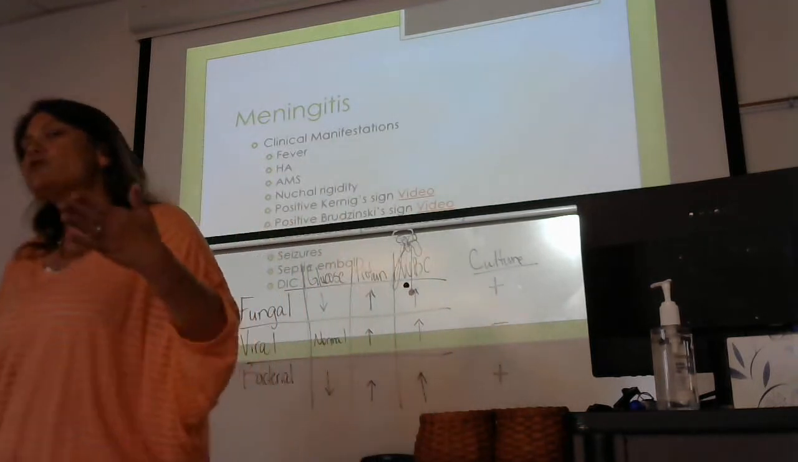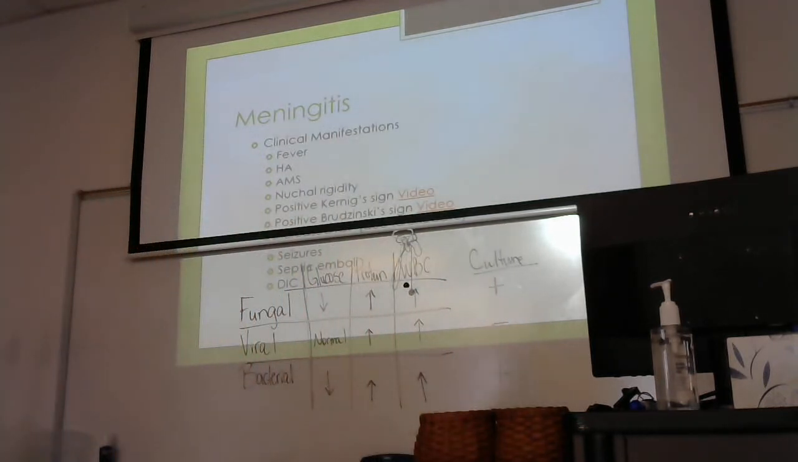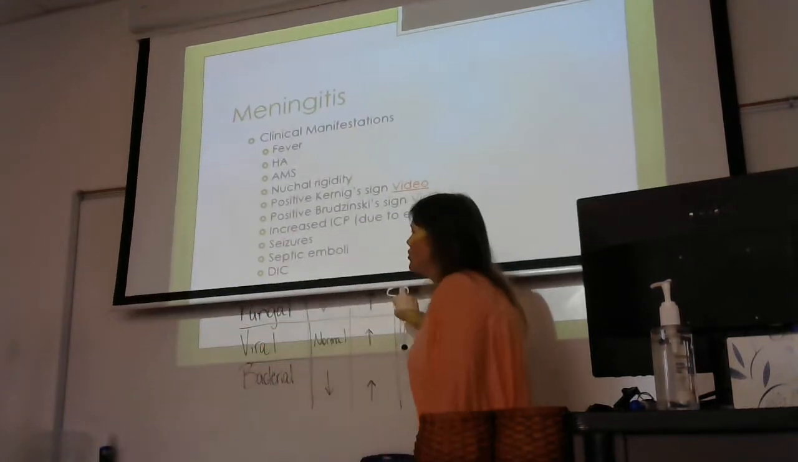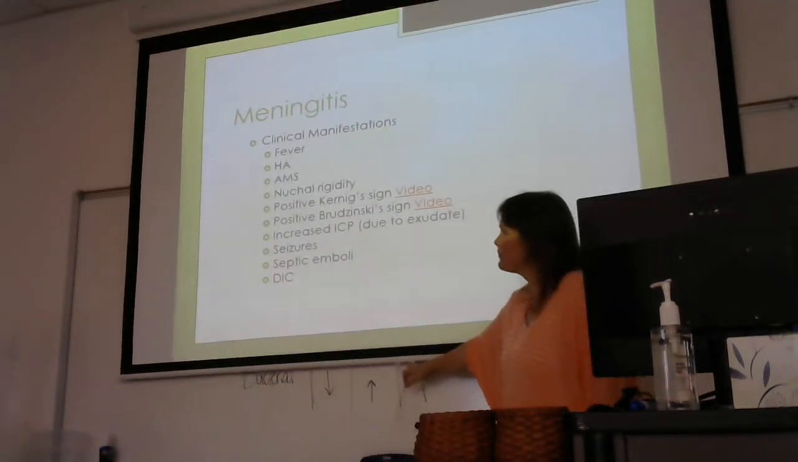For 72 hours, we may not know the causative organism of this meningitis. So what are we going to do? Broad spectrum. We use broad spectrum antibiotics, and we treat them until we get that culture back.